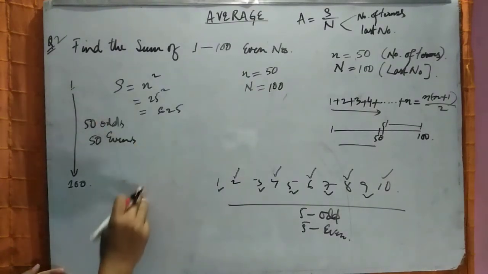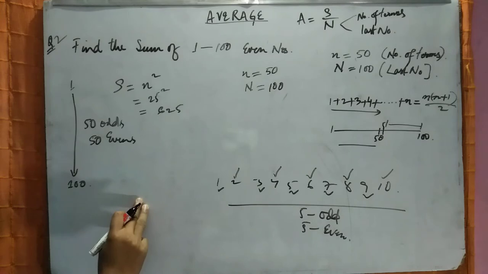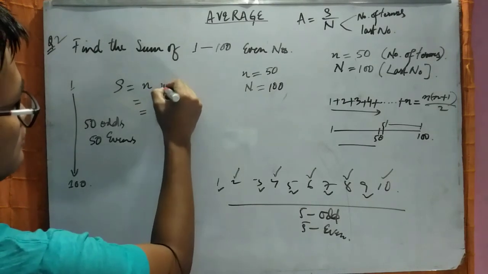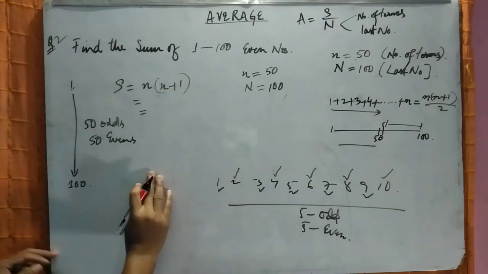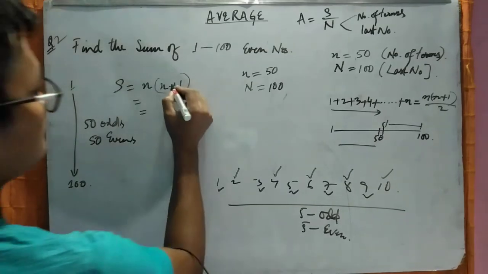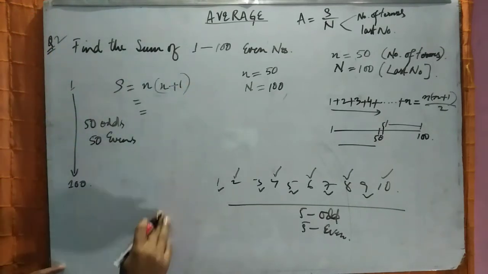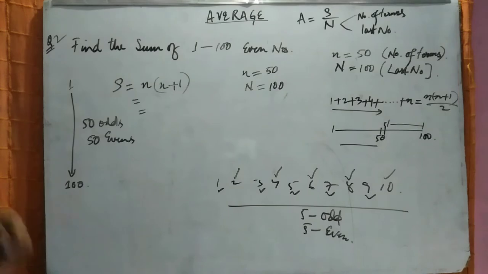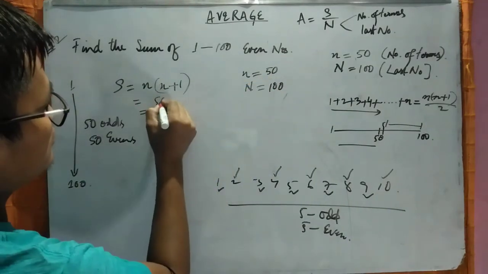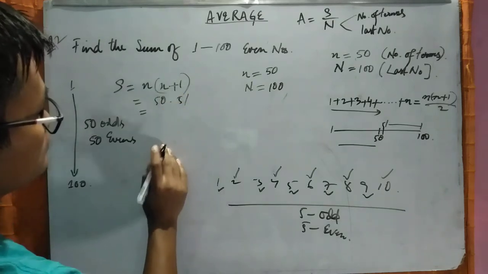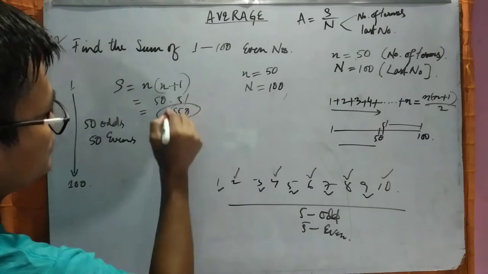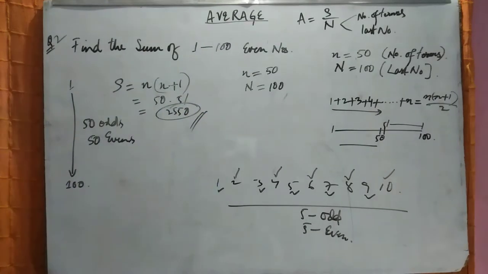The formula for the sum of even numbers is n into n plus 1. With n equal to 50, it is 50 into 51, which is 2550.